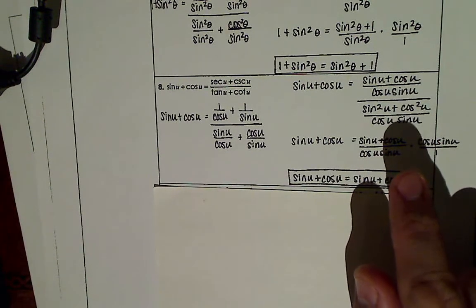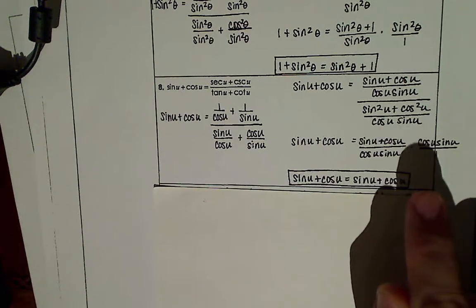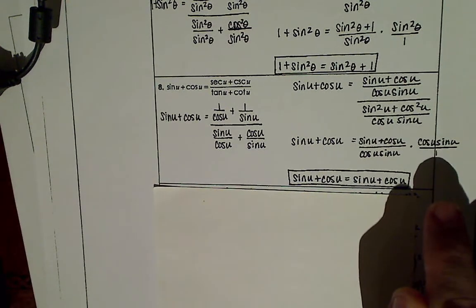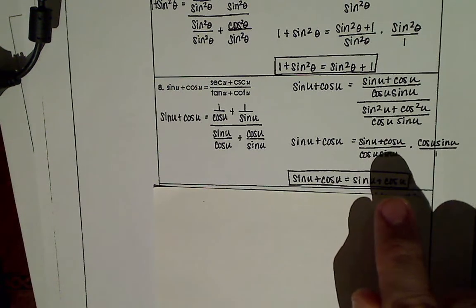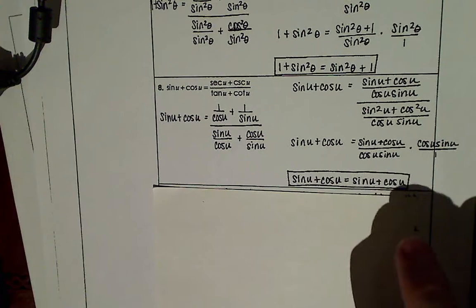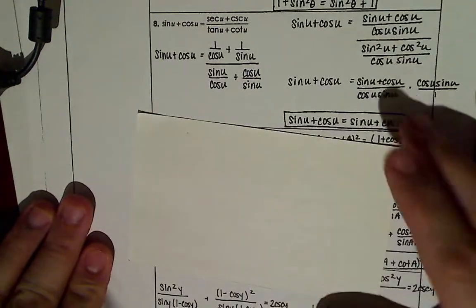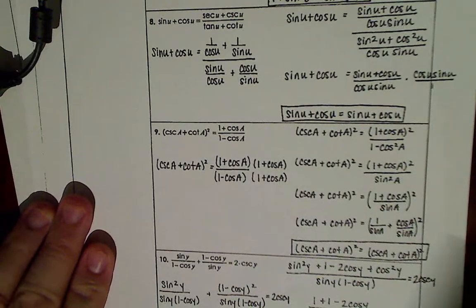So again, we never really divide fractions. We multiply by the reciprocals. So this becomes cosine sine over 1 instead, which again, this part and this part reduce out. So you end up with sine plus cosine. There it is. Okay. Number 9, sorry.